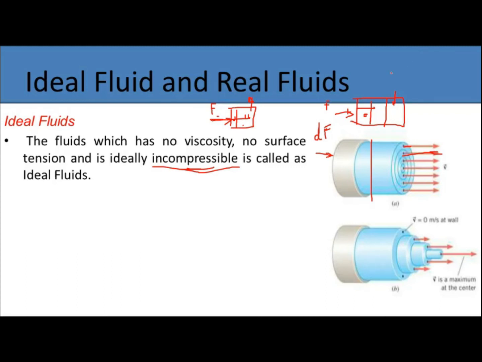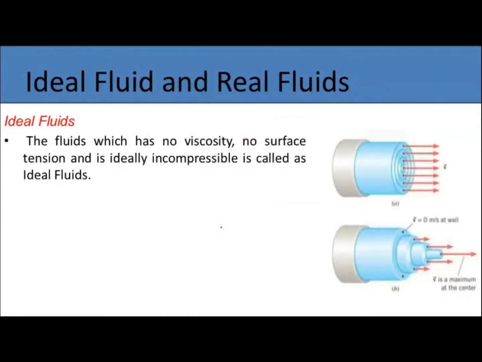So basically compressible fluids are all gases. Air is compressible in nature, hydrogen, oxygen, etc. These all are compressible in nature. And the study of these compressible fluids is learned by you in thermodynamics. So here we are going to talk only about liquids which are incompressible in nature. So an ideal fluid should be incompressible in nature.